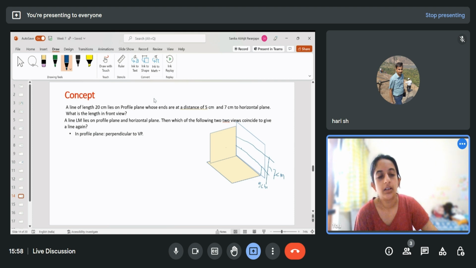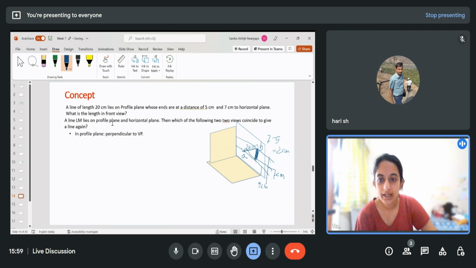So I have like the height of the triangle, and I know that the true length is 20 centimeters. So since it lies in the profile plane, I will see the true length. So I have one side of the right angle triangle and I have the hypotenuse. So I can mark 20 here. So I will get the two ends of the line. So let us name them as A and B. And what they've asked is, what is the length in front view? So you need not actually construct this line in front view. What you will see is this difference. So the difference is 7 minus 5, which is equal to 2 centimeters.